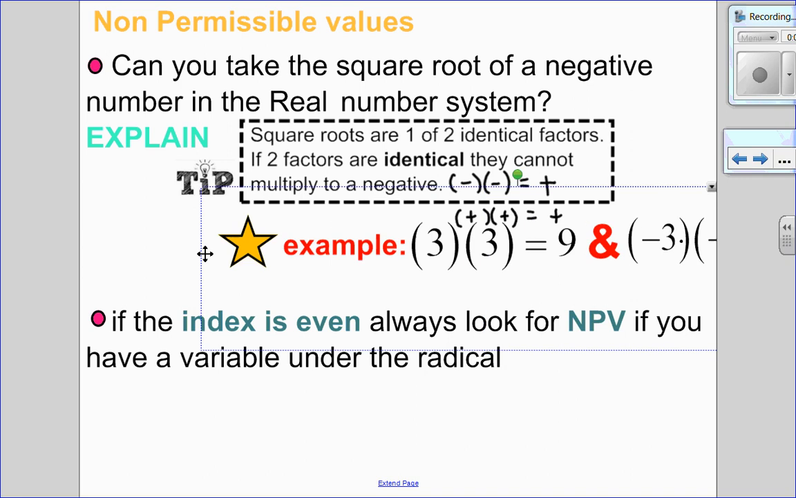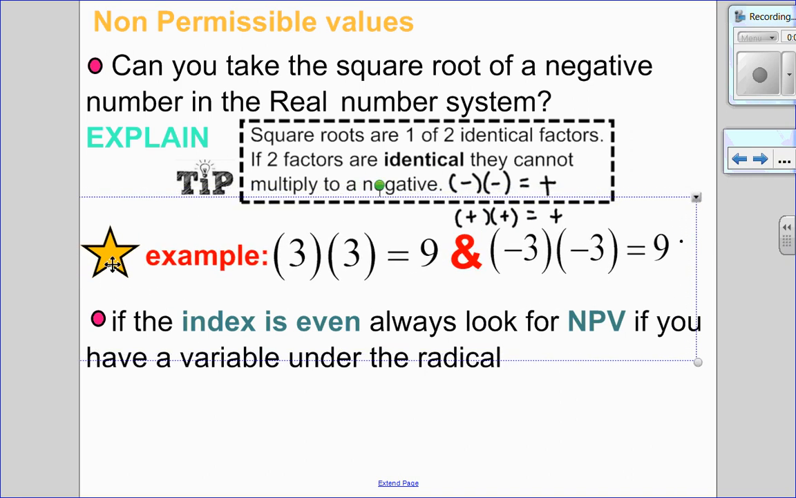Let's look at that with numbers. So 3 times 3 is 9, and negative 3 times negative 3 is also 9. There's no way I can multiply two identical numbers and get negative 9, for example. So anytime the index is even, you're taking an even root, square root, fourth root, sixth root, always look for your non-permissible values if you have a variable under the radical symbol.